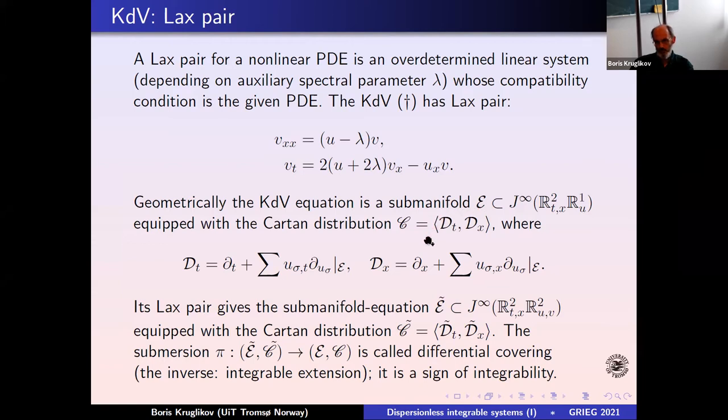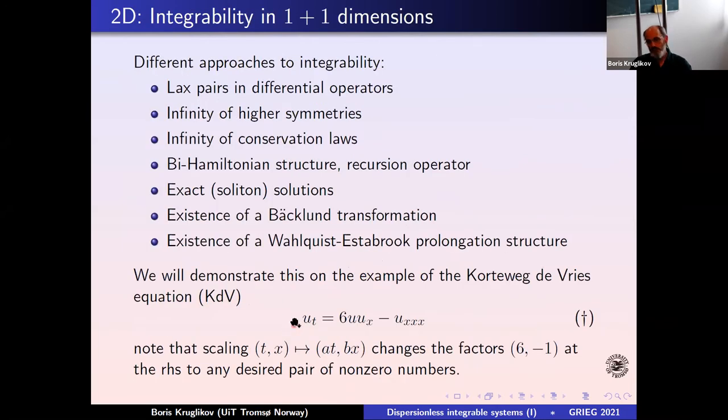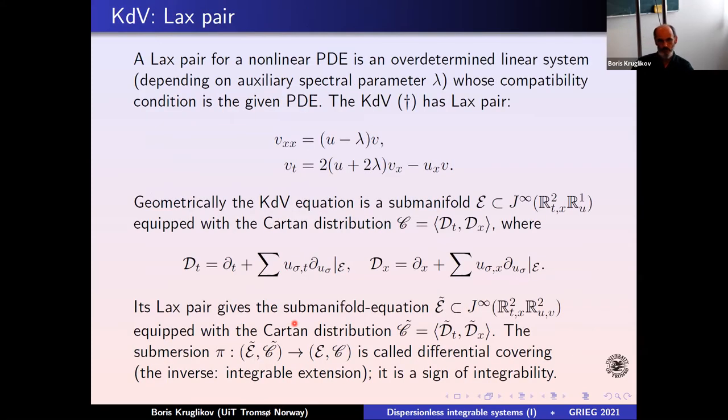Now it is equipped with the Cartan distribution, which is actually a rank 2 distribution on this infinite dimensional manifold. It is spanned by total derivative in t and total derivative in x. And how do you get them? Well, basically you take D_t and you write such a sum, an infinite sum, of u_sigma times d by d u_sigma, where sigma is a multi-index, and here you have a bit more, u_sigma t. So you add also the t derivative. But then you restrict to the equation. What does it mean to restrict to the equation? If you go back to KdV, you see u_t is expressed. And if you start prolonging this equation, it means you can express u_tt, u_tx, and so forth. So all those variables can be eliminated. So basically, you will be left with u, u_x, u_xx, and so forth. Only x derivatives will be allowed in these expressions.